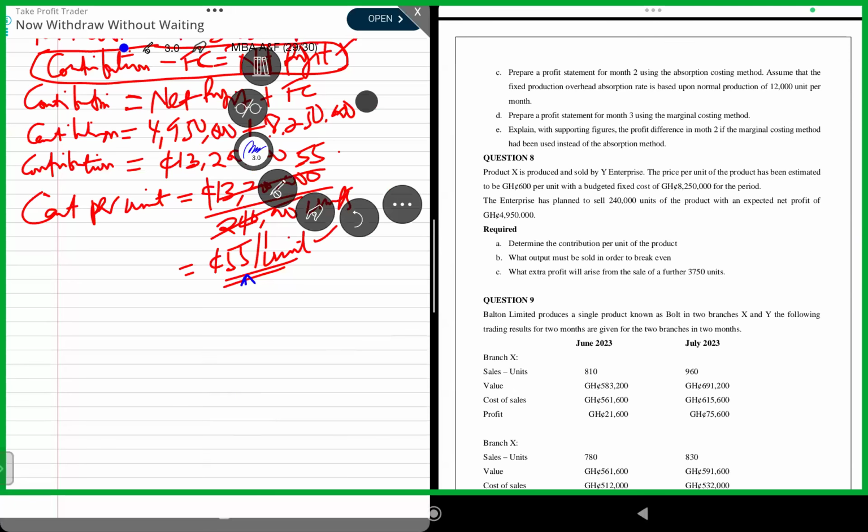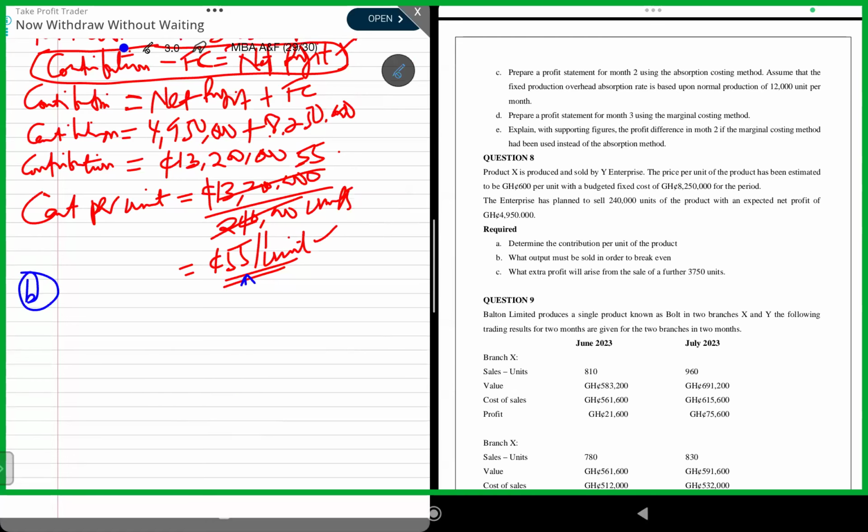All right. Now let's go to the B. What does B say? What output must be sold in order to break even? So what comes to mind? Let's be quick. Break-even point in units. So we go BEP in units. What's the formula? The fixed cost over the contribution.